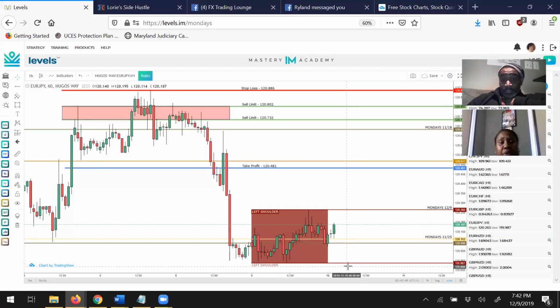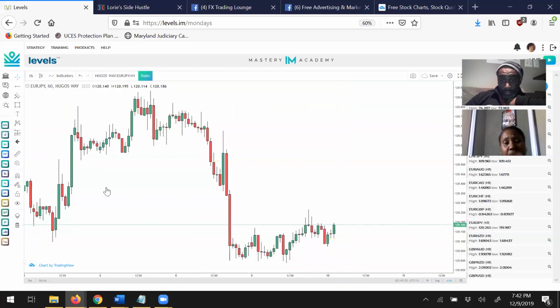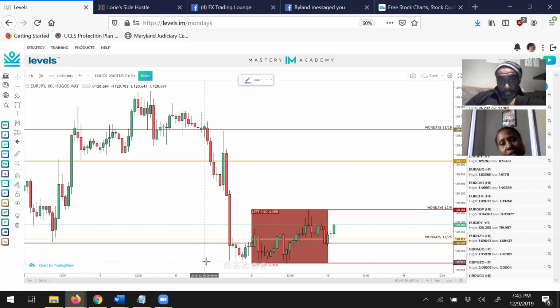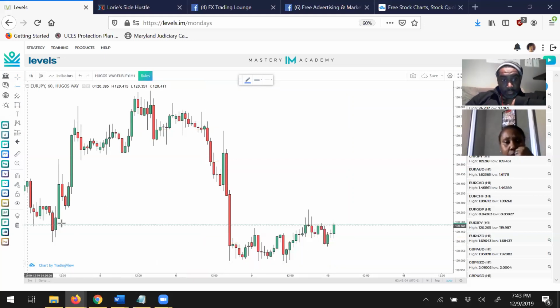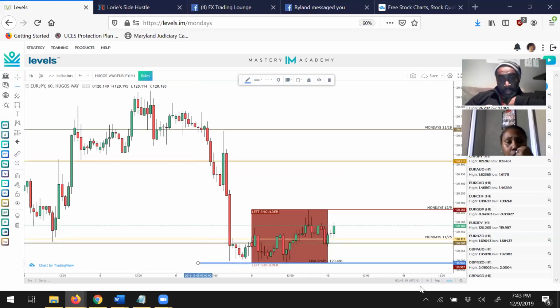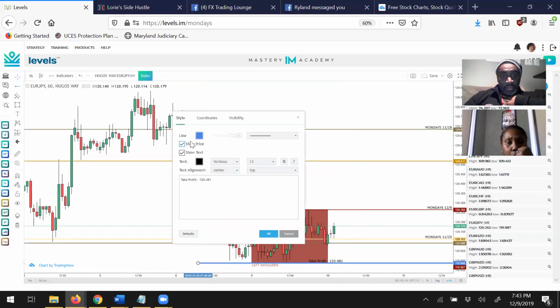When you're stacking these, is it the same lot size for both of those sell limits? Yes. I know some people will do a real low one first and then bump it up on the second one if it hits. Nah, I wait until I have everything in place.